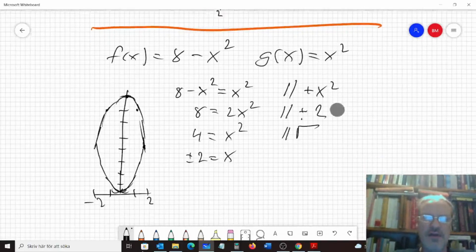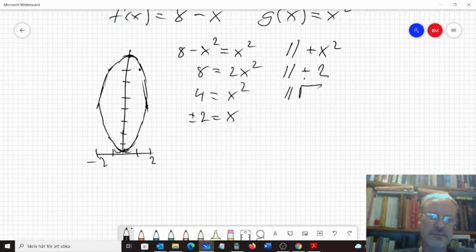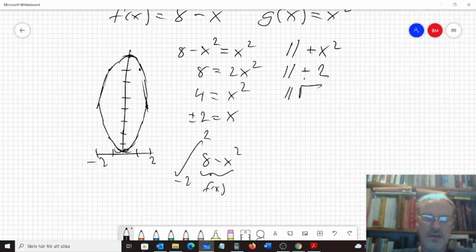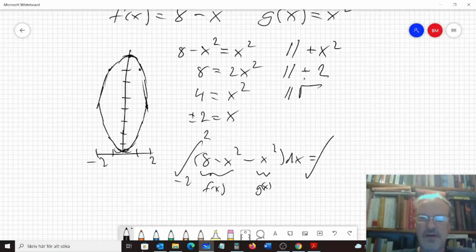So we need to find the integral from -2 to 2 of the first function, that is 8 minus x squared, minus the second function, that is x squared. That will give us the integral from -2 to 2 of 8 minus 2x squared with respect to x.